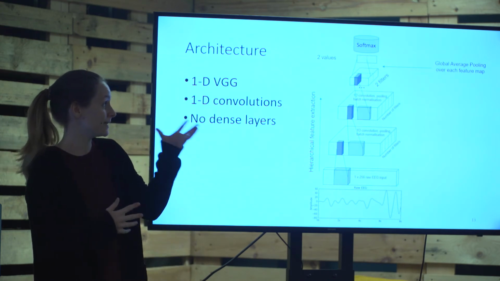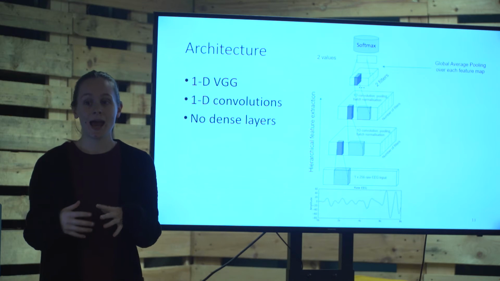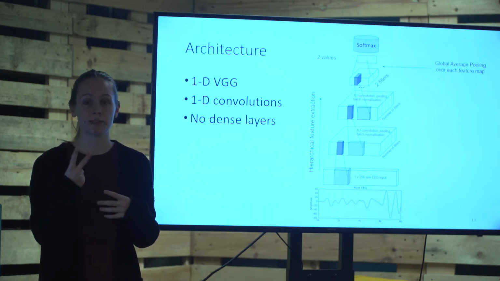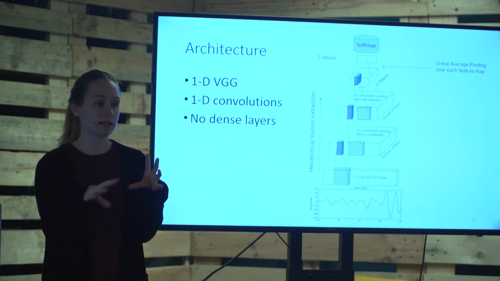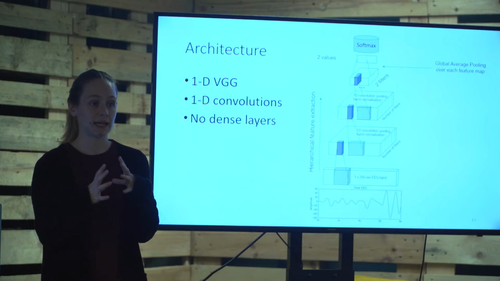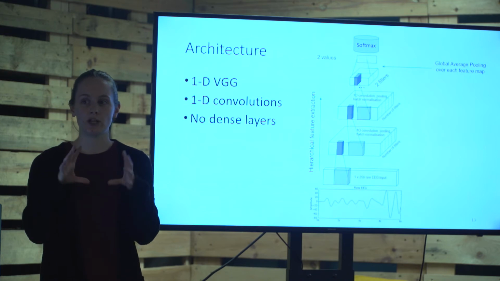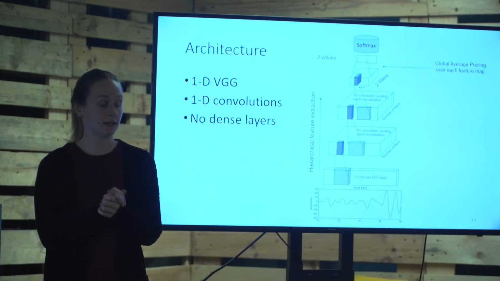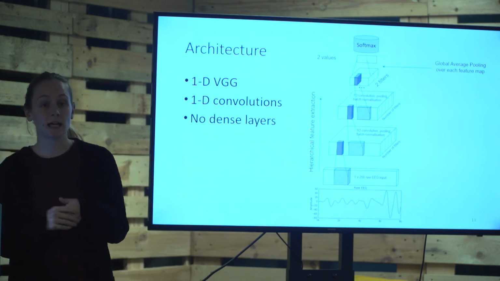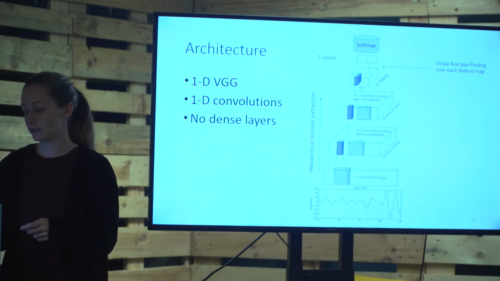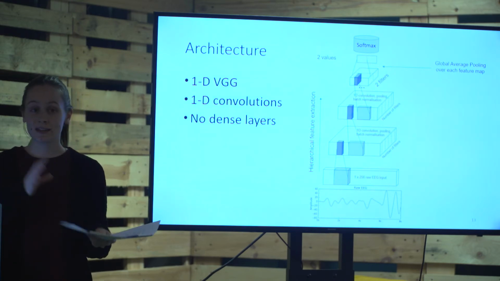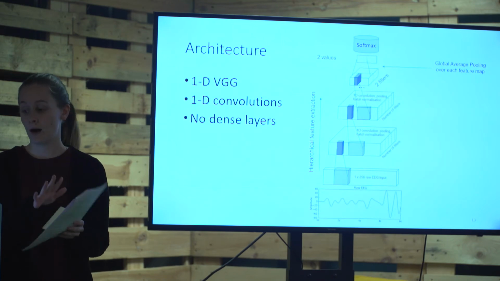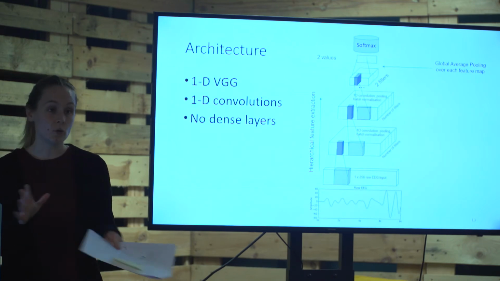So this helps me to avoid overfitting, and it allows me to have two feature maps at the end where one represents the location of seizure-like data in the signal, and the other represents the location of non-seizure-like data in the signal. So this actually can be quite helpful from a clinical perspective. So it's based on the VGG network. There are 1D convolutions only, and there are no dense layers used.